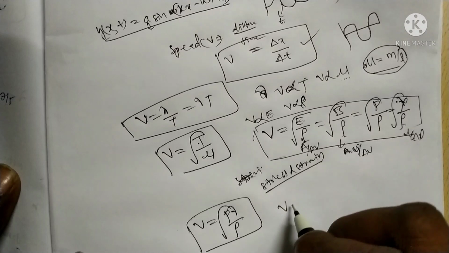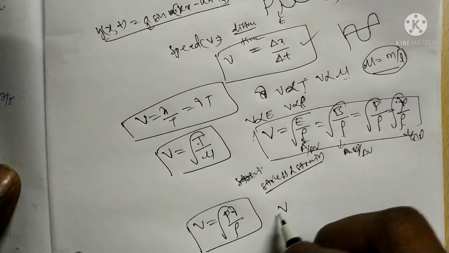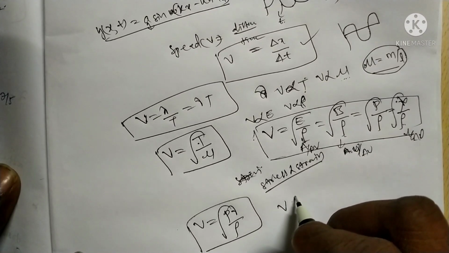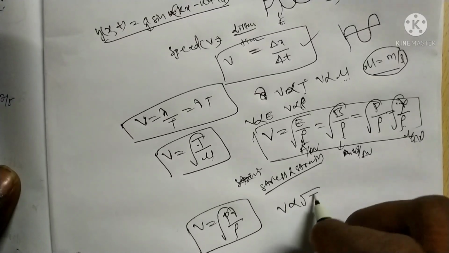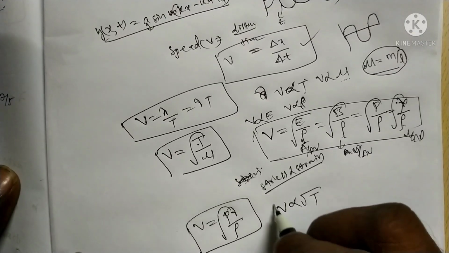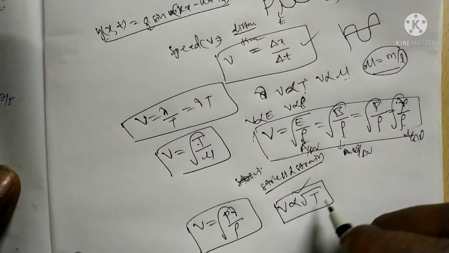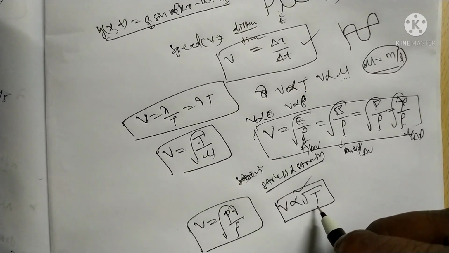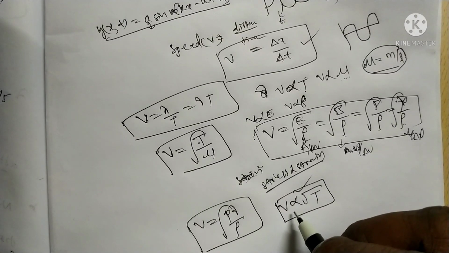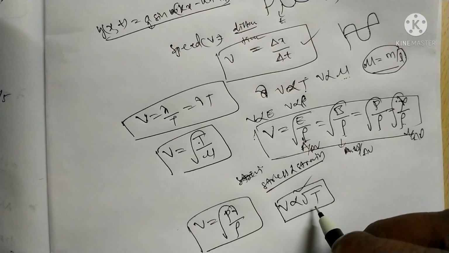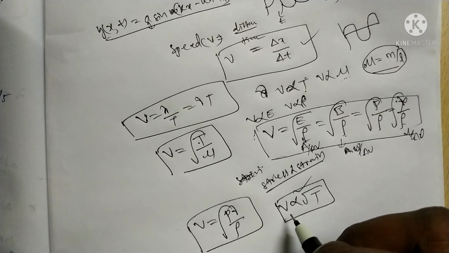And also finally, the speed of the wave is proportional to the square root of temperature. That means as temperature increases, the velocity of the particle or wave increases.